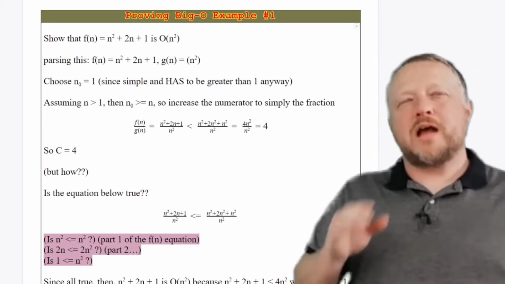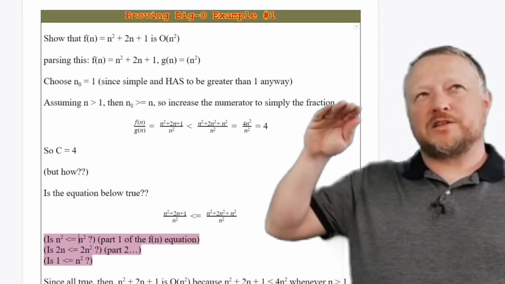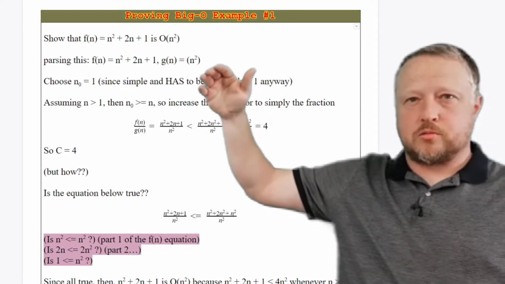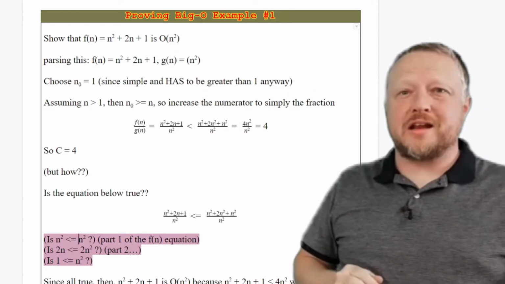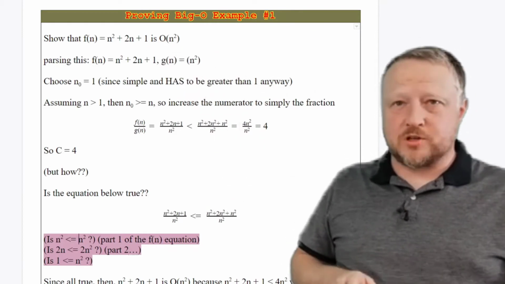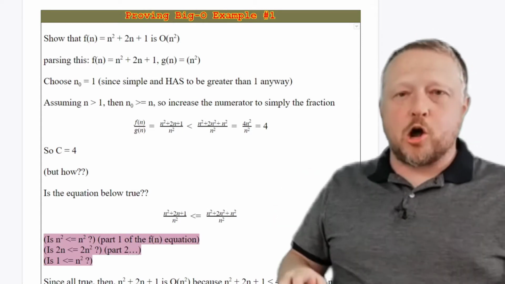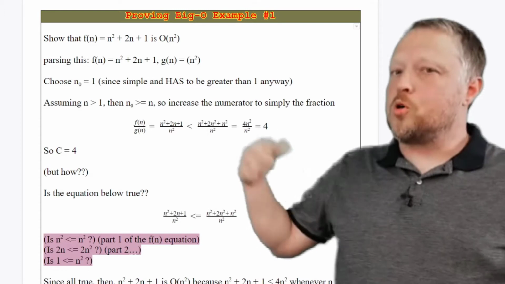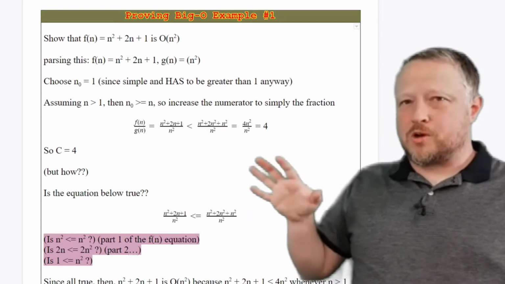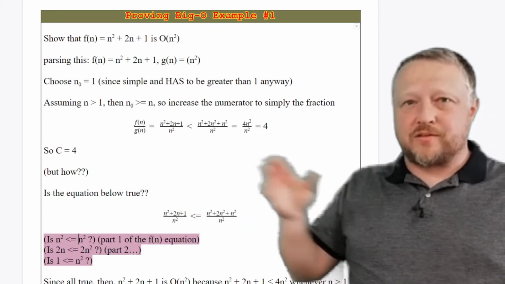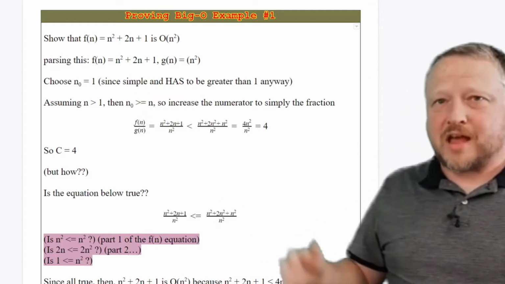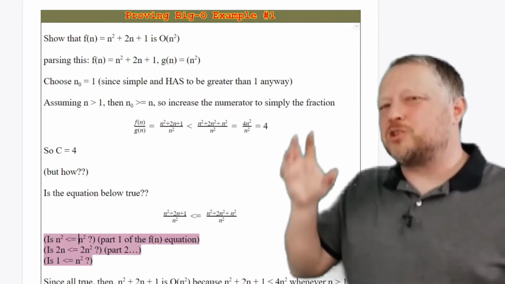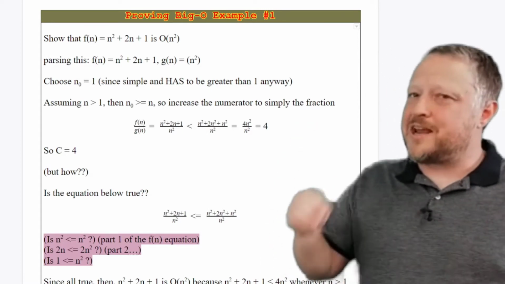Now remember, we actually want a line that is either equal to or above what we're about to do. Our f of n is equal to n squared plus 2n plus 1. Is it big O of n squared? Remember, n squared can be equal to or greater. The other part I want you to look at real quick is the equation of f of n, which I've broken down and parsed into f of n and g of n. In our f of n, what is the highest term in that equation? That's the n squared.